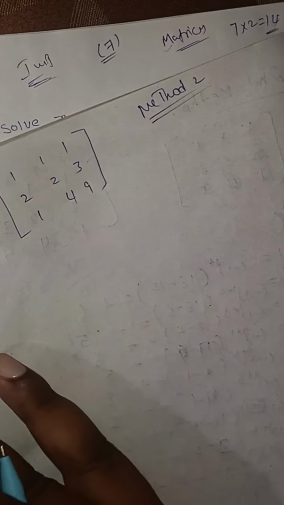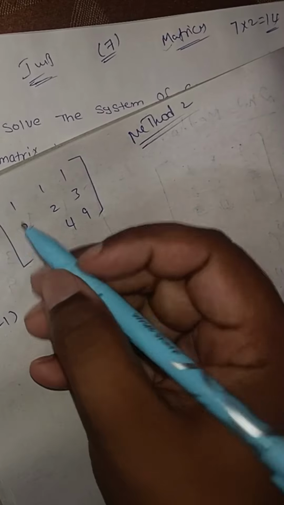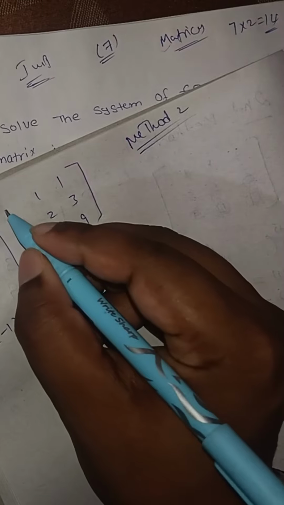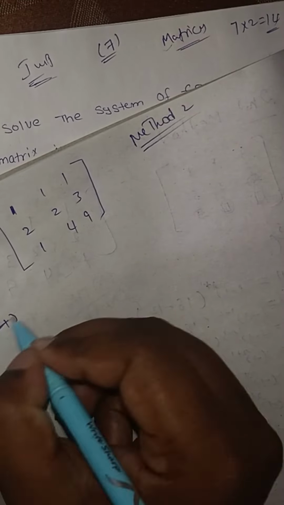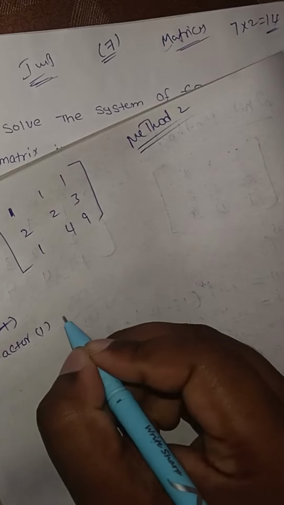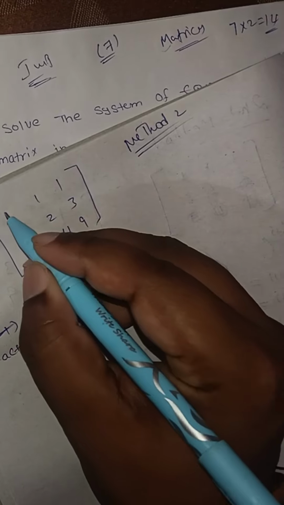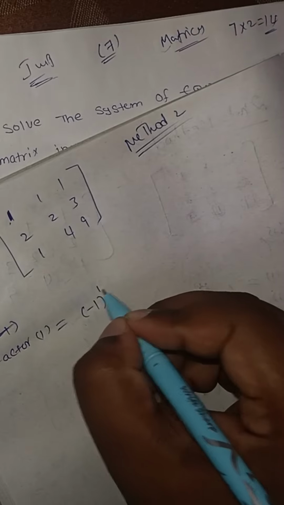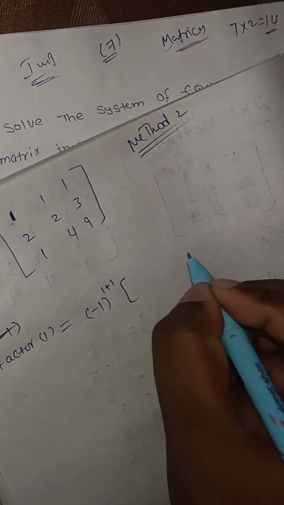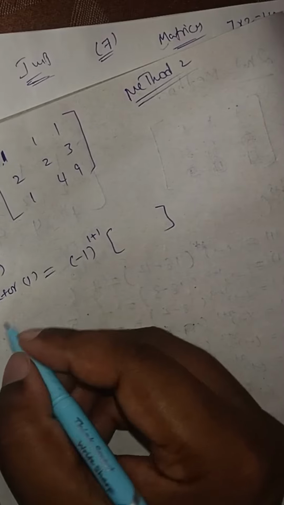By using the formula (-1)^(i+j). So first row first column, cofactor for 1, we can write it as cofactor for 1. What is that? Minus 1 power first row first column, into... here you can leave it, I'll tell you later.